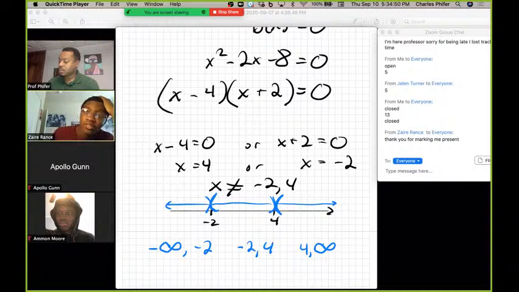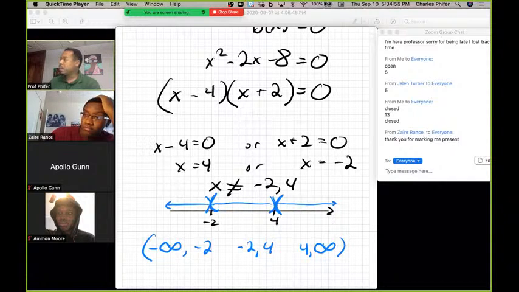Infinity always gets what grouping symbol? Parentheses. In this case, the negative 2 and the 4 both get what grouping symbol? Parentheses. It comes directly from the graph. And then we're going to group all of these sets with the union.